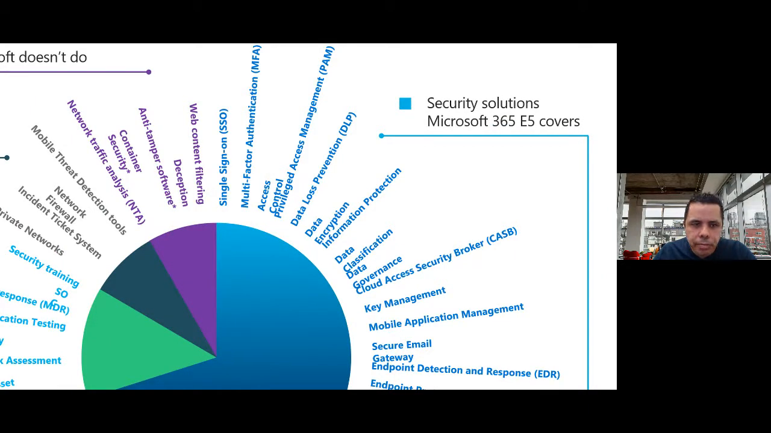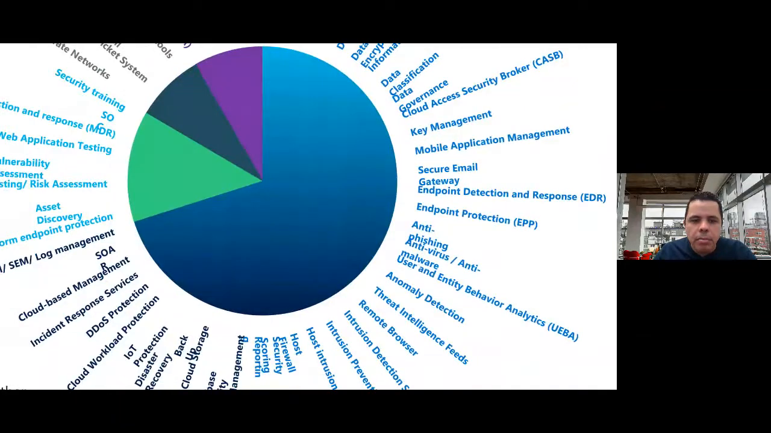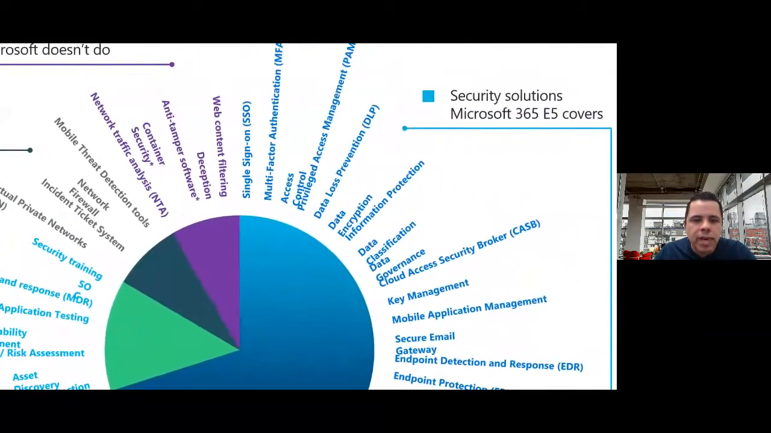We see a few of these: single sign-on, multi-factor authentication, access control, privileged access management, which is part of their identity governance with the PIM solution, data loss prevention. I'm not going to go through all of these, but you can see there are quite a few. Everything in blue here is what is currently provided within the Microsoft 365 E5 security stack.